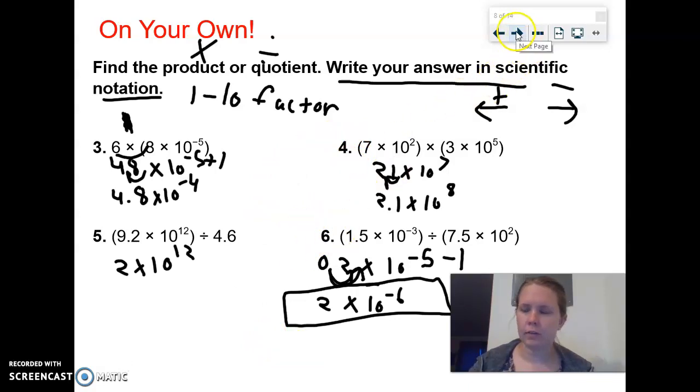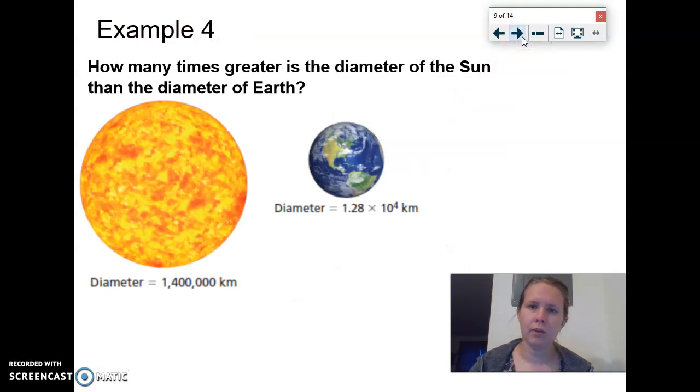Okay, let's keep going. All right, I believe this is our last example. Within this example, here's more of a real life situation where maybe a scientist or someone who's studying the sun and the earth needs to know some of these things. It says, how many times greater is the diameter of the sun than the diameter of earth? Ooh, how many times greater is it?